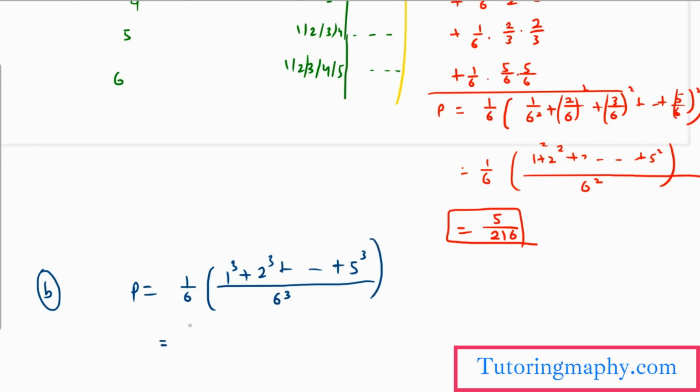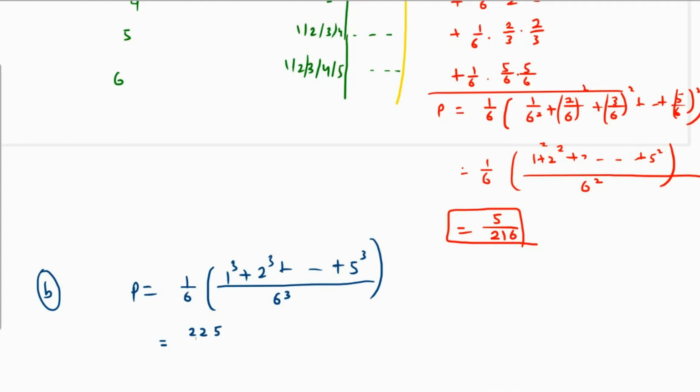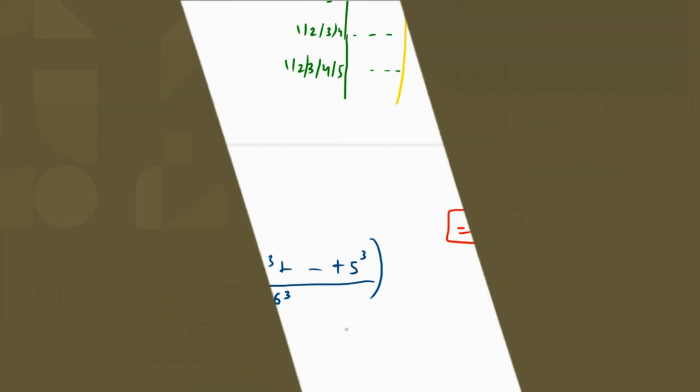So again, let me just grab my calculator. That's 1 plus 8 plus 27 plus 64 plus 125 over 6 raised to 4. So this is coming as 225, and 6 raised to 4 is coming as 1296.